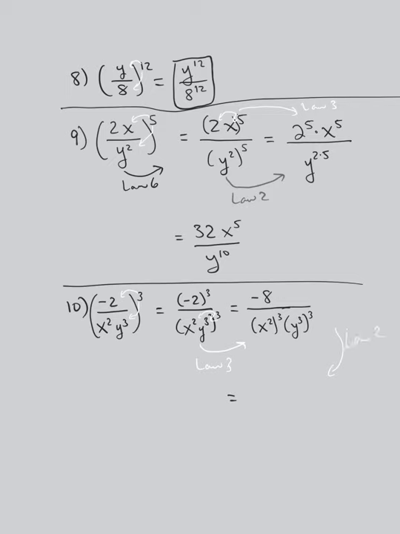So you can see it gets quite a bit tricky on some of these. We have negative 8 in the top. We have x squared to the 3rd. We multiply the exponents, so we get x to the 6th. And then we have y cubed raised to the 3rd. We multiply exponents, and we don't get x, though. We get y to the 9th. And then that would be the answer.